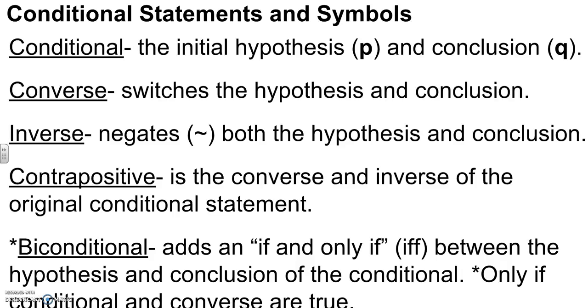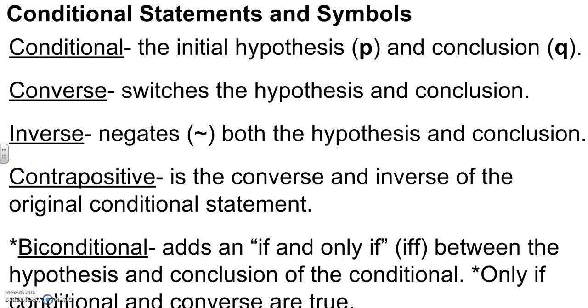Copy down these definitions into your notes. Conditional statements and symbols. Conditional, the initial hypothesis P and Q conclusion, right? So when we write it out symbolically, we use the letters P and then an arrow pointing to Q to show it's P then Q. The converse, which switches the hypothesis and the conclusion. So we'd have Q then P. Inverse, which negates, and if you see this symbol right here, this is called a tilde, and it kind of represents the word not. So negates both the hypothesis and the conclusion.